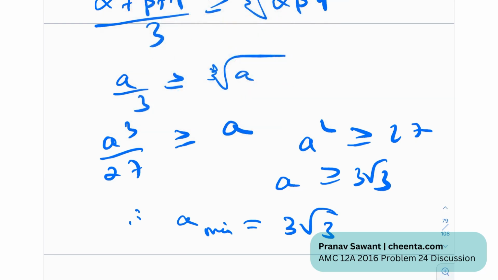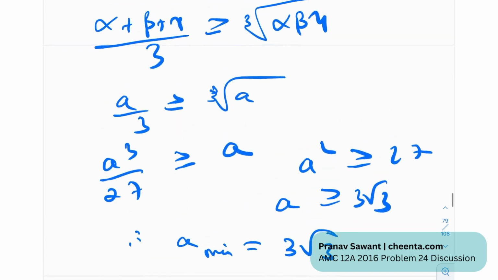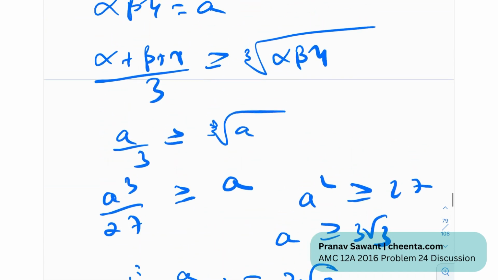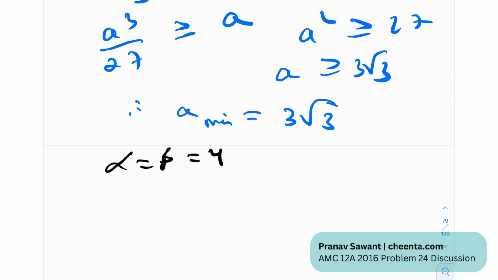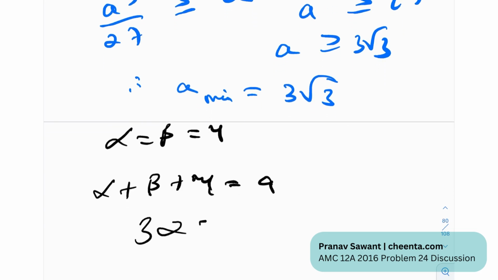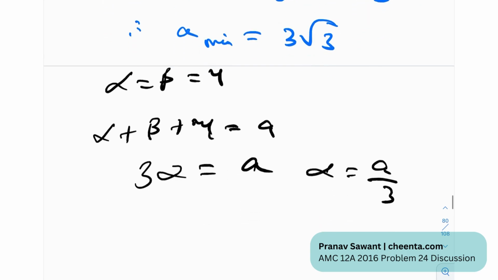Now, because we have found a, we can find other quantities. Here obviously we saw that alpha is equal to beta is equal to gamma. Now, if alpha is equal to beta is equal to gamma, and alpha plus beta plus gamma was a, I can essentially write that 3 alpha is equal to a, so alpha is equal to a by 3. So alpha is essentially root 3.